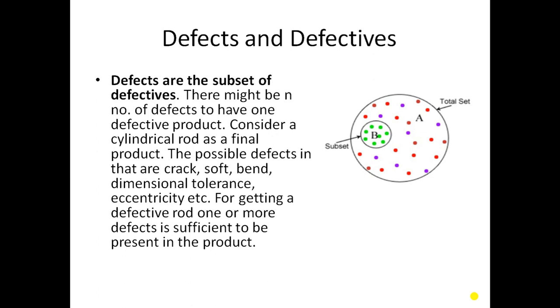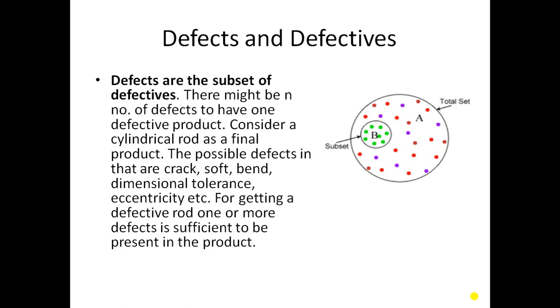Or you can take an example of a welded product. In welding there are defects like cracks, blowholes, porosities, undercut, root penetration, and different defects. But if all these defects are within limit, then the product may not be called a defective product. But if one or more defects cross their allowable limit, then this one or more defect is sufficient to make a defective welded product.